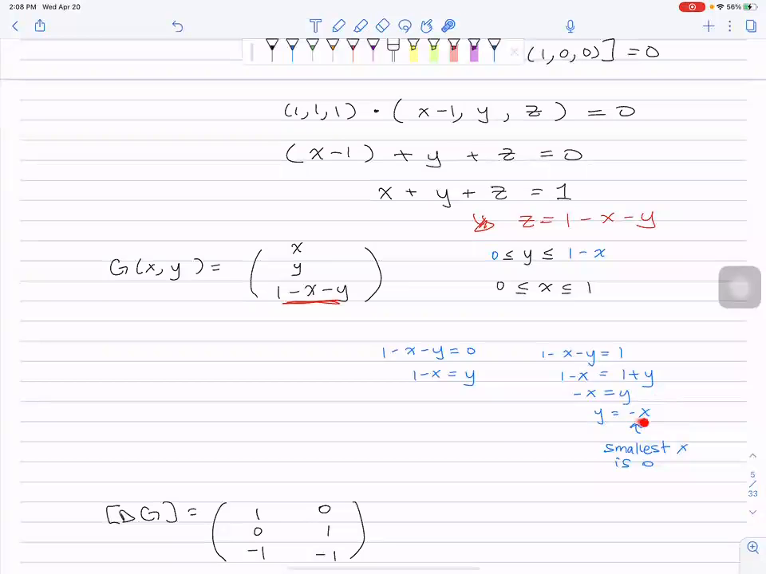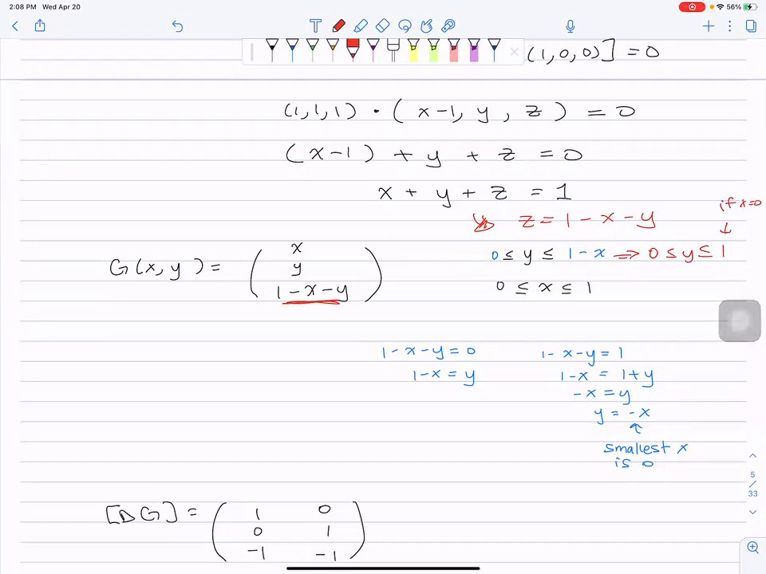But what can x be? X can be between 0 and 1. So our smallest number is 0. And you can check that this makes sense because x at most can be 1, so you get a 0 here. That's fine. But x can at least be 0. So then you get the correct bounds of 0 to 1, if x is 0. Yes.